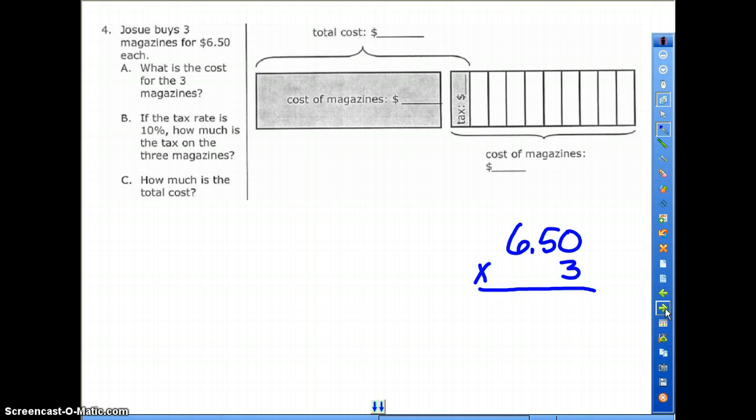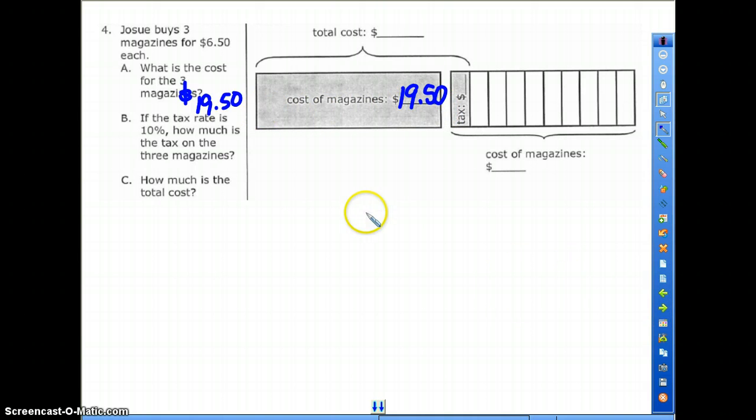Yeah, we got to find the total cost for the 3 magazines. So you guys multiply that out. Let's see what you get. Did you get $19.50? Okay, that's the total cost of the magazines. So we're going to write that in right here. That represents the total length of this bar here. That answers part A. And it also answers that right there. Yeah, you can go ahead and write $19.50 in right there.